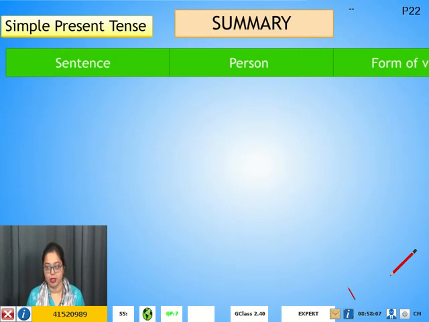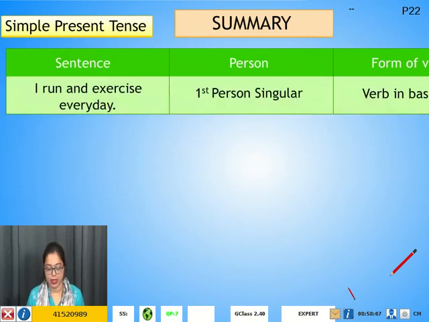Now there is a table. Look at the following table. I run and exercise every day. This is a sentence. Here I is in the first person singular number and the verb is in the base form. That means run and exercise are in the base form, that is the V1 form. No S or ES is added. So when there is I, the first person singular, there will be no changes in the verb, no S or ES will be added. The verb will remain the same, in the V1 or base form.